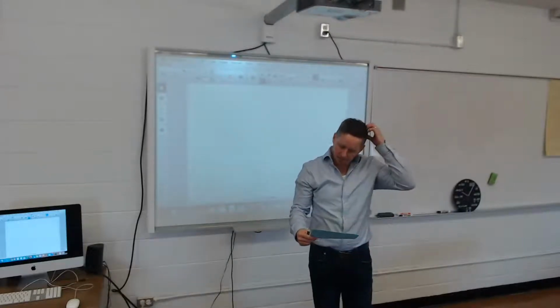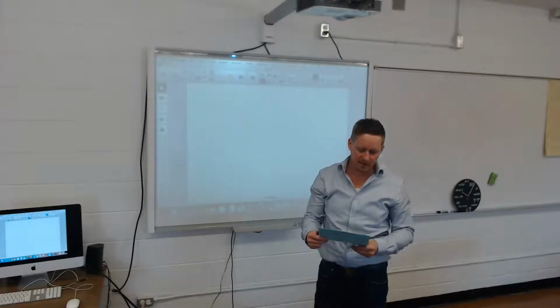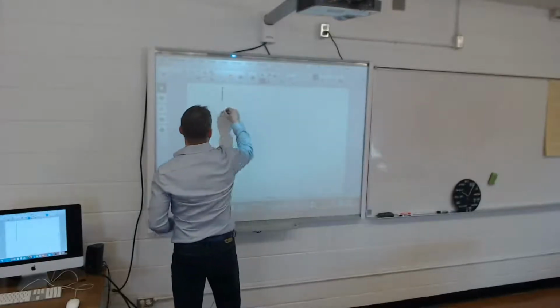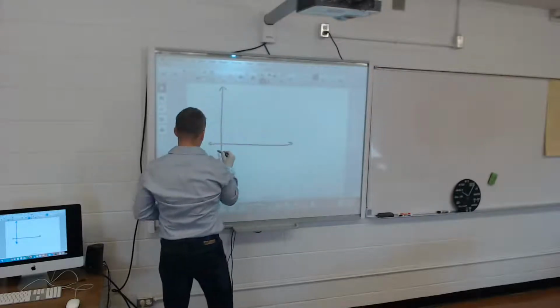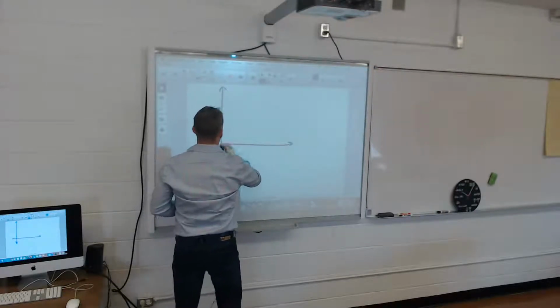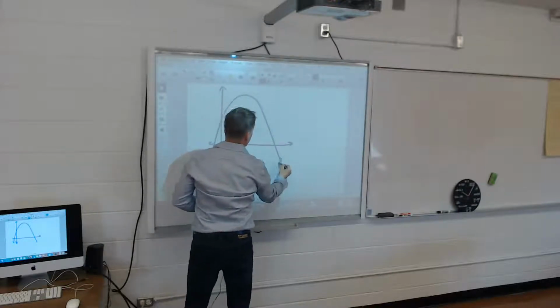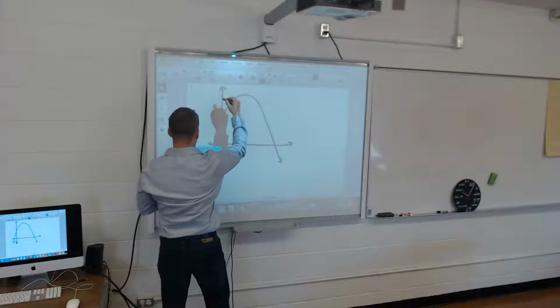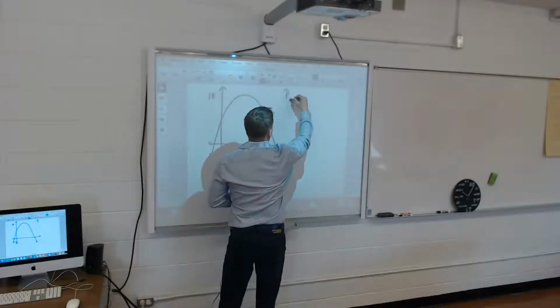All right. So the first question says state the range of this function using set notation. Okay. So the range of the function, this should have arrowheads on it. The top of it hits 18.